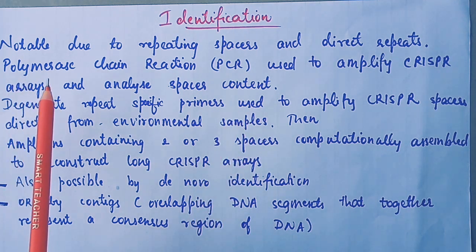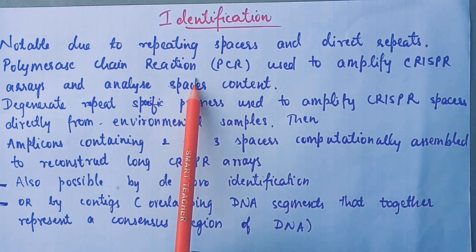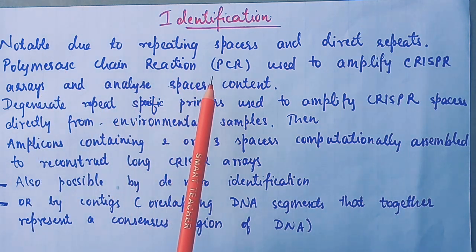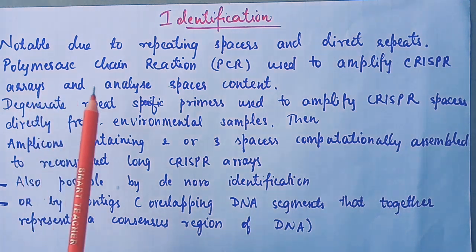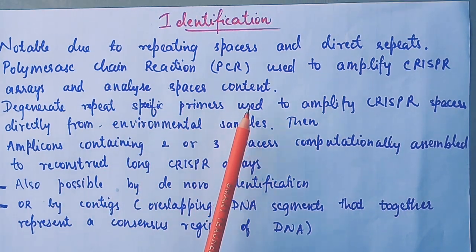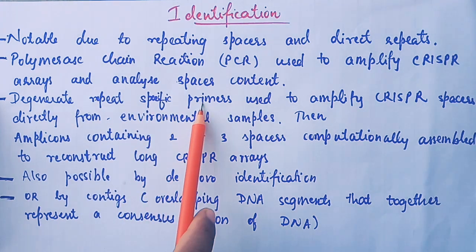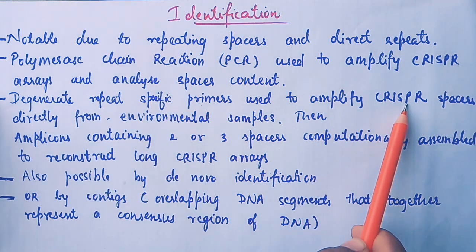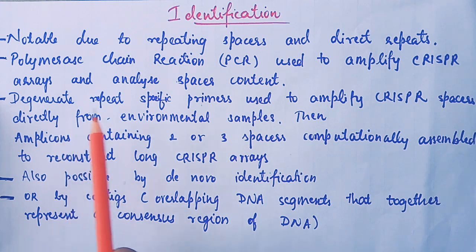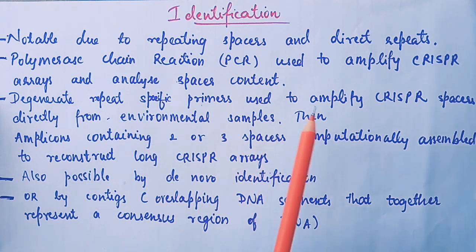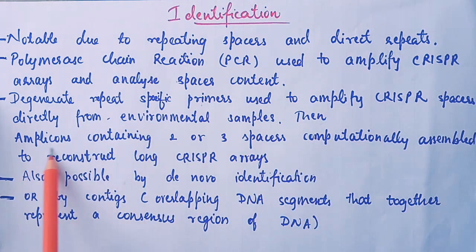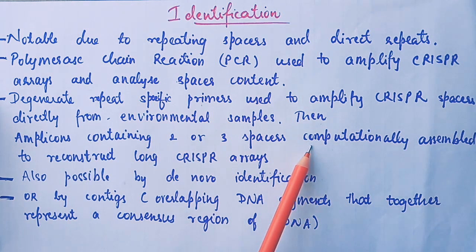They are isolated by polymerase chain reaction. This reaction is used to amplify the CRISPR arrays and analyze the spacer content. Alternatively, specific primers can be used in order to amplify the CRISPR spacers directly from environmental samples. Then the amplicons can also be used to identify the spacers.